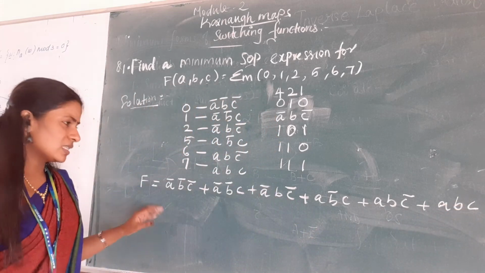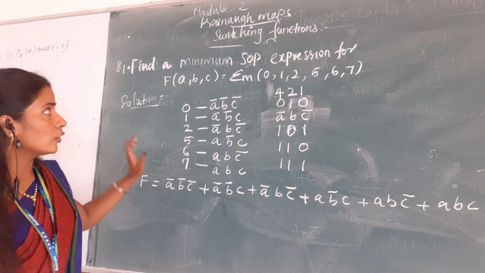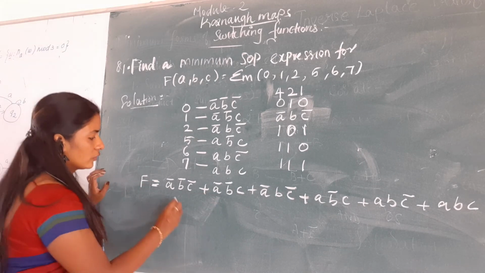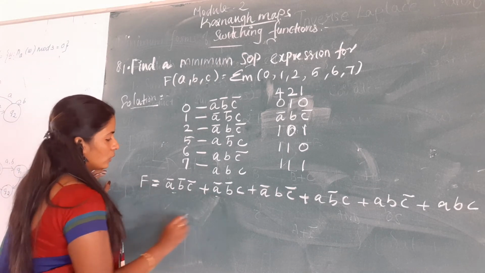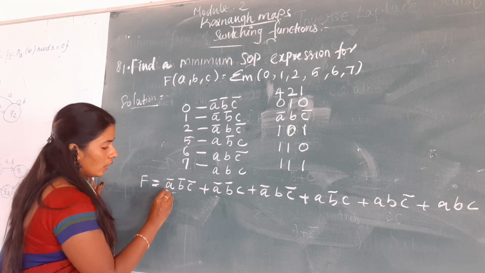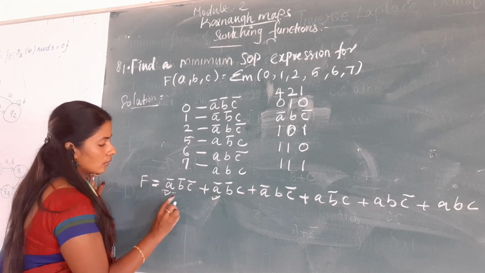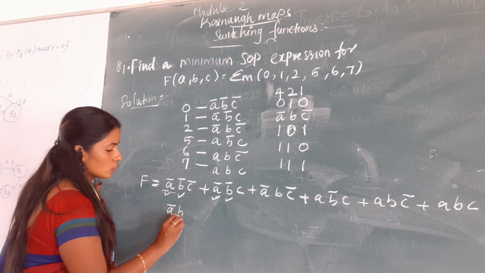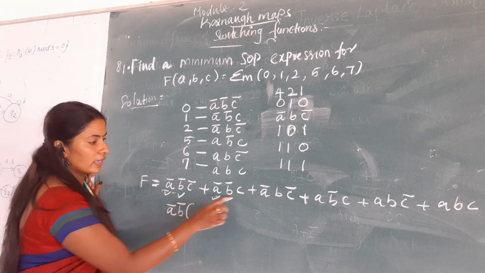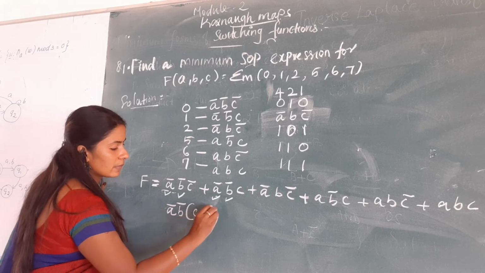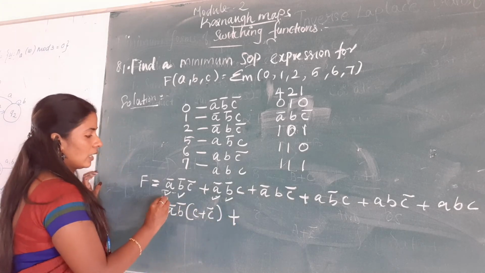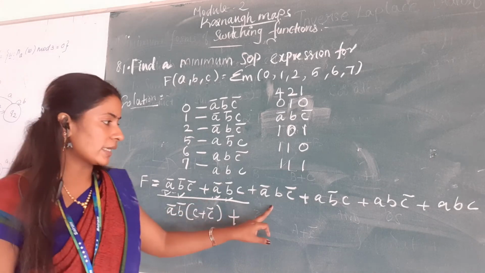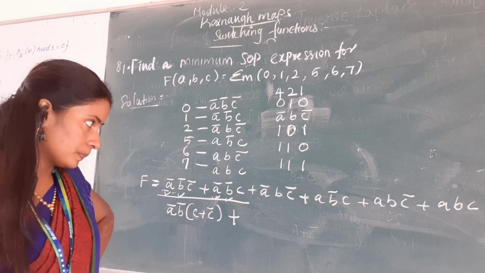Okay. Now I am going to minimize the expression. So in the first two terms, A bar, B bar are common. So I am going to take these two terms commonly out. So I will get C plus C bar. So the first two terms are done. Next, check the second term.